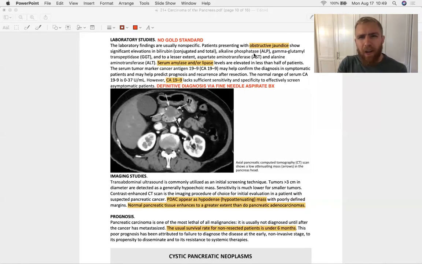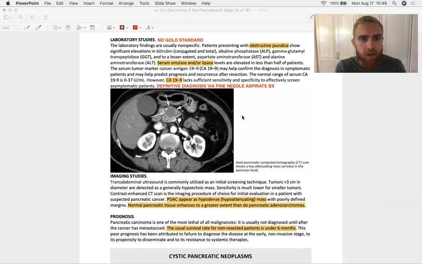And lab findings associated with obstructive jaundice, I don't know how many of you know this, so I'm going to walk through it. Alk phos. Where else do we see that? Bones. And it's a measure of bone remodeling. So it's not entirely specific for liver problems, but when you see elevated alk phos, you're thinking it's a bile duct problem, not an intrahepatic problem. There's some sort of bile obstruction.